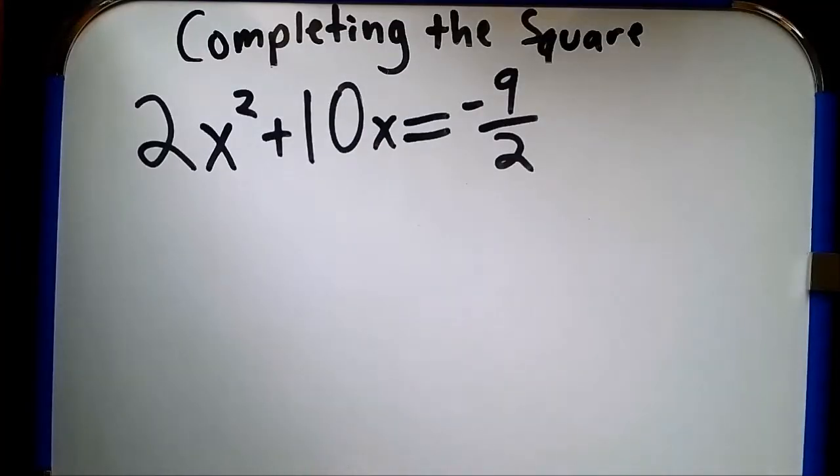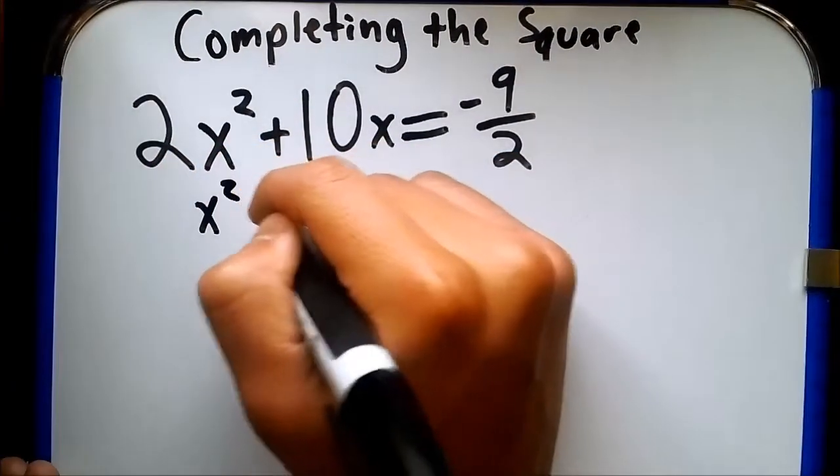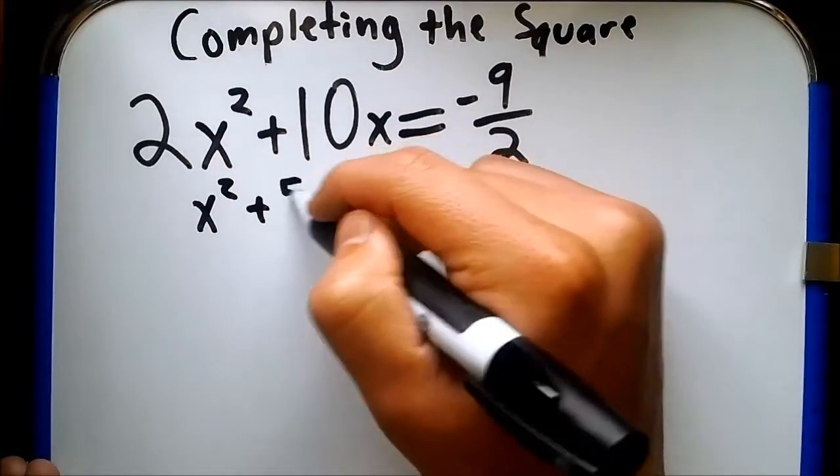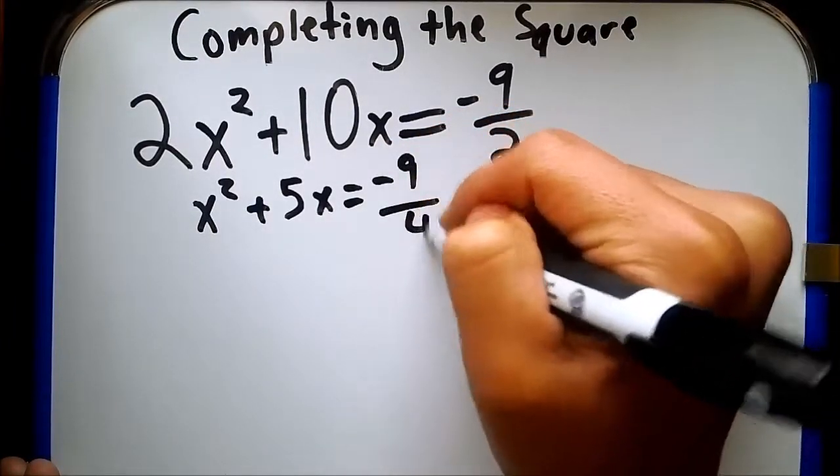This example is a little bit more tricky because there was a coefficient in front of the x squared. All this does really is adds an extra step. All we have to do is divide everything by 2 in order to get the coefficient to 1. So if we do that, we can see that we get x squared plus 5x equals negative 9 over 4.